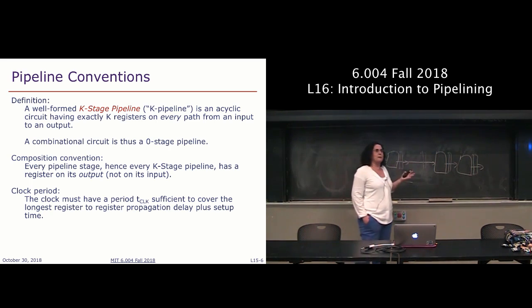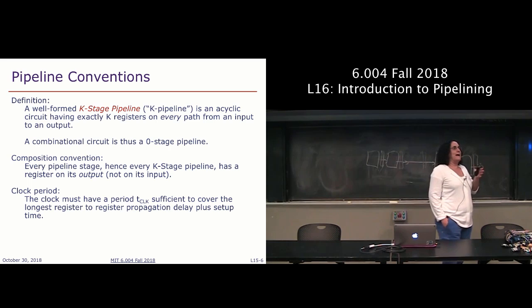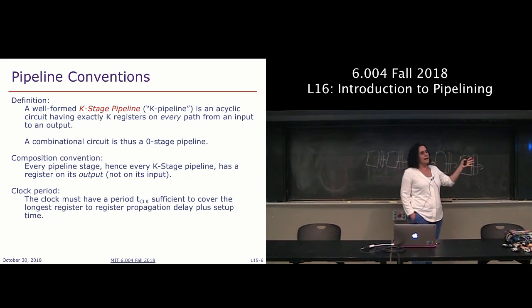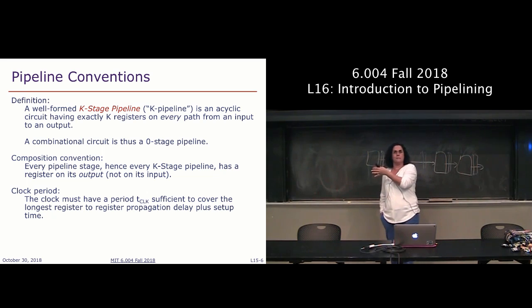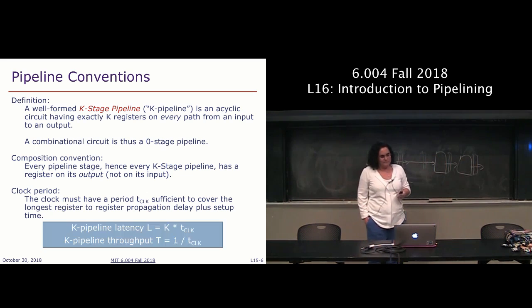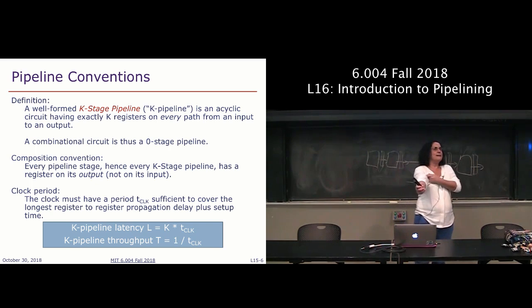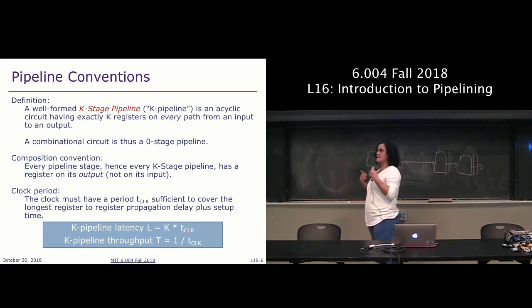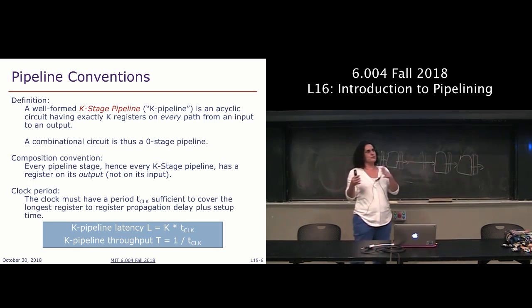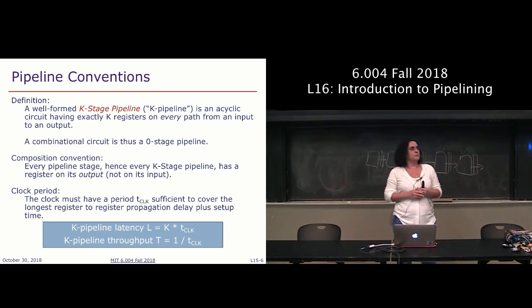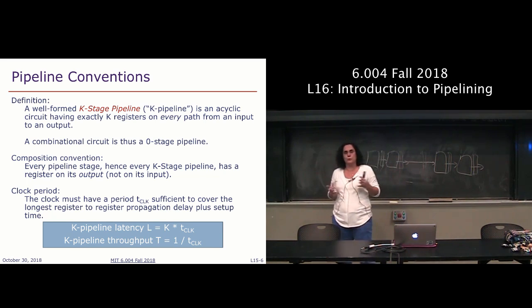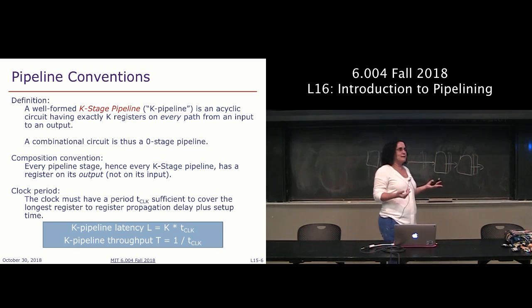So what about my clock period? We mentioned that the clock period has to be long enough to cover any register-to-register path for the entire propagation delay from the register through all the combinational logic, plus the setup time. Okay, so given that that's the definition of T clock, and a K pipeline has K registers or K stages in it, we now can also figure out what the latency and throughput for a K pipeline is. Specifically, the latency of a K pipeline is going to be K times our clock period, and the throughput is 1 over T clock.